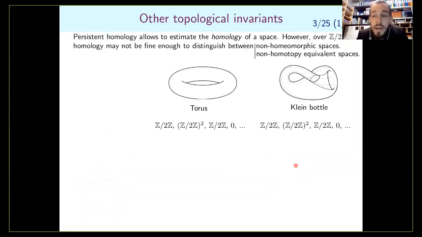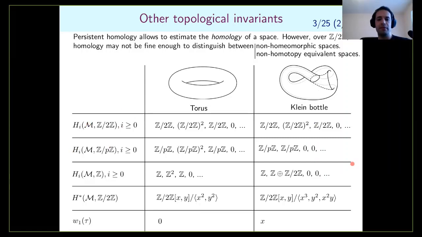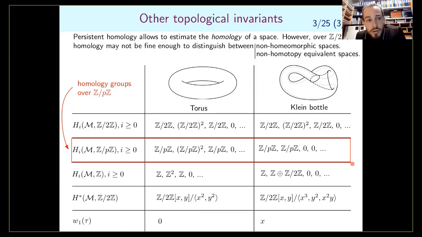However, as you may know, in some cases, homology is not a rich enough invariant to understand topology. I give here the example of the torus and the Klein bottle over Z/2Z, the field with two elements, which cannot be distinguished. You could use other invariants from algebraic topology. For instance, the homology groups over a different finite field. Here, this will be enough to distinguish between them.